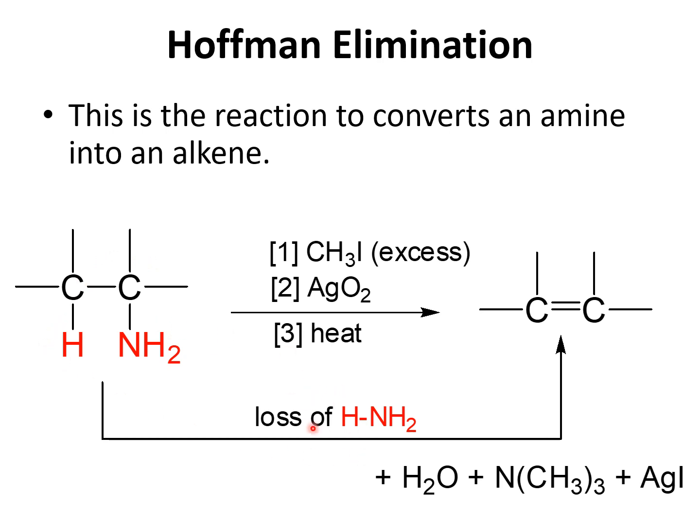So when you lose this NH3, you will get alkene as the major product, and then you have the byproducts such as water, and then we have trimethylamine, and then we have silver iodide.